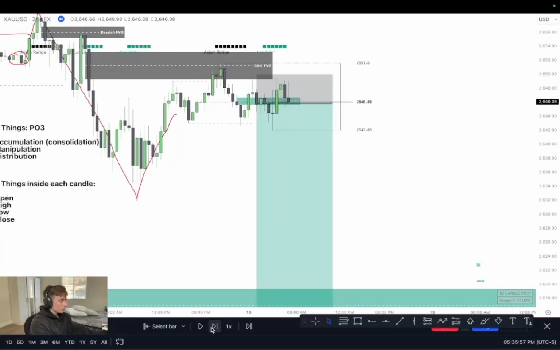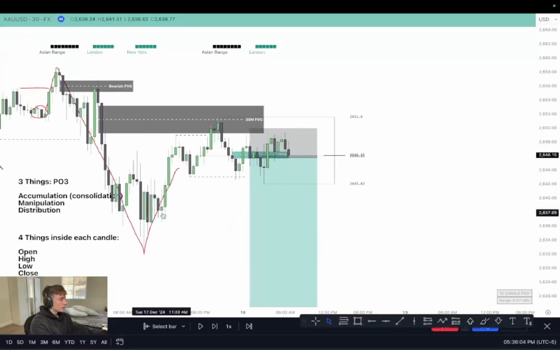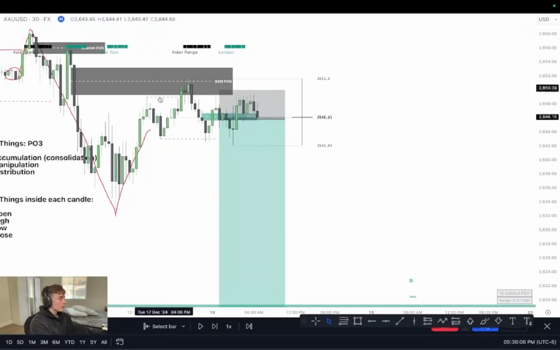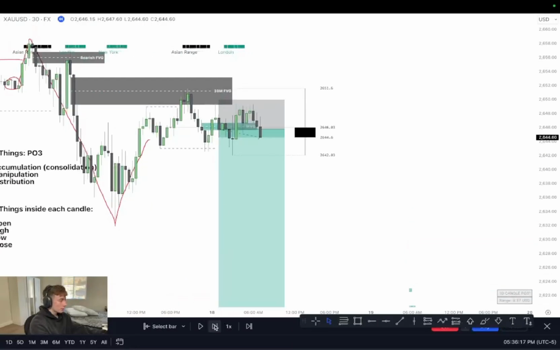So there you go. A lot more consolidation than I thought. I guess I didn't remember what exactly happened on Wednesday. But yeah, the idea is that we manipulate it on both sides of liquidity. If we get that IFVG, then we trade from the IFVG. We want to secure our stop loss and aim for our draw on liquidity.